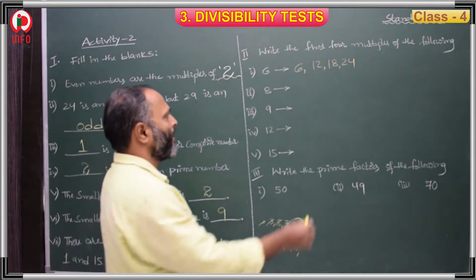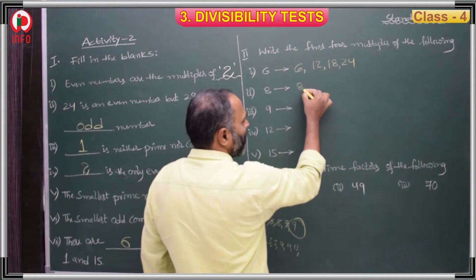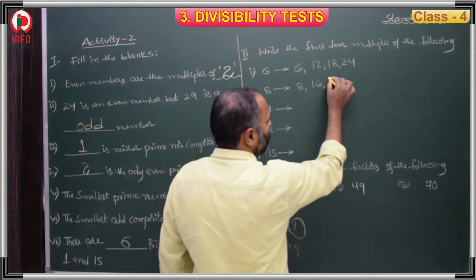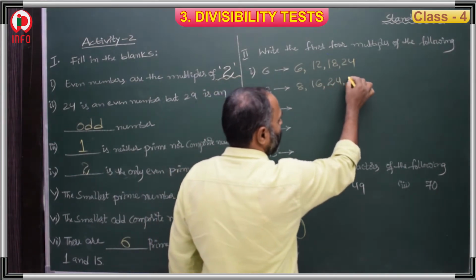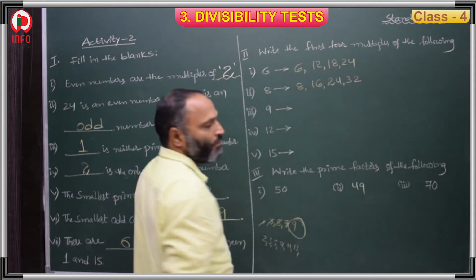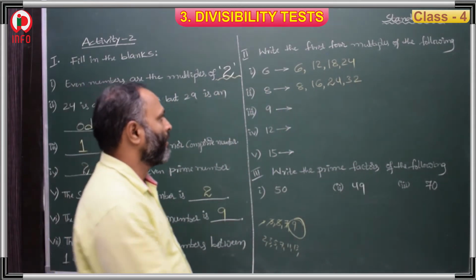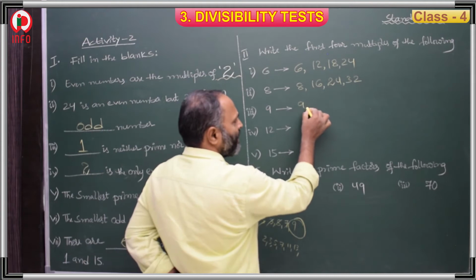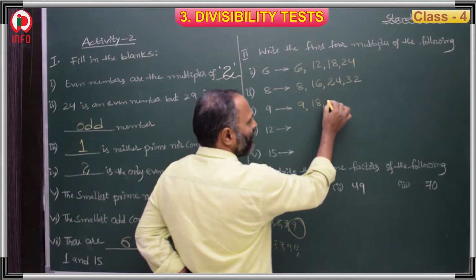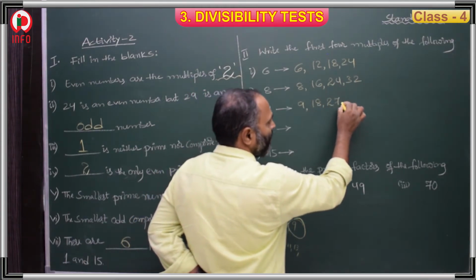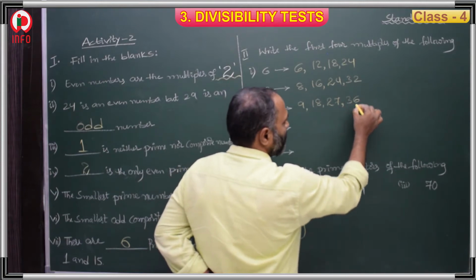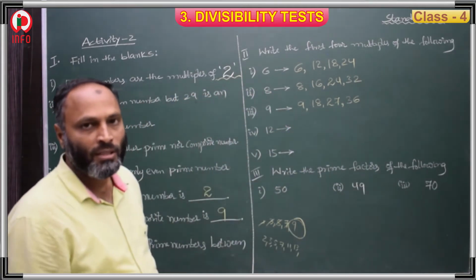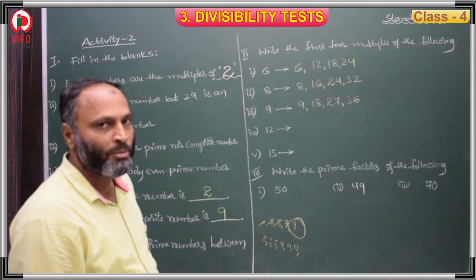Then 8. 8 ones are 8. 8 twos are 16. 8 threes are 24. 8 fours are 32. Then 9. 9 ones are 9. 9 twos are 18. 9 threes are 27. 9 fours are 36. These are the first 4 multiples of 9.